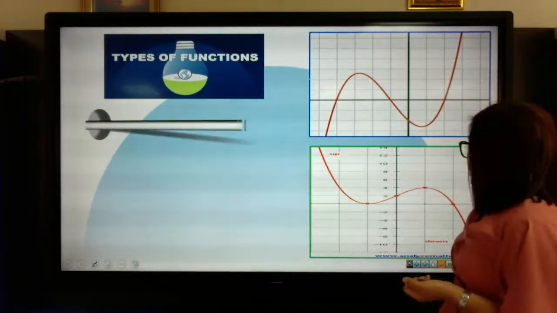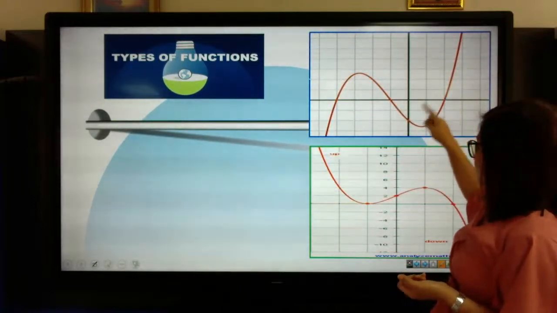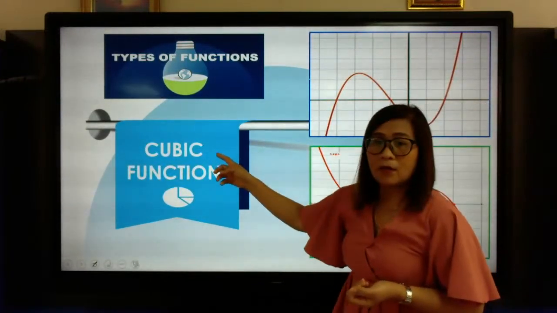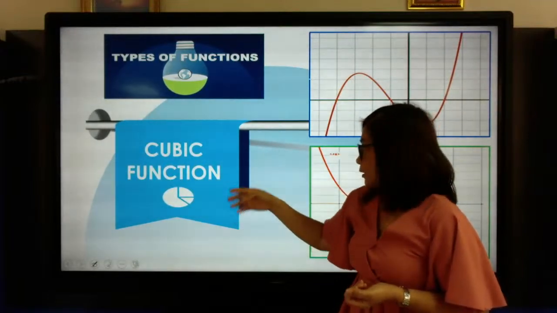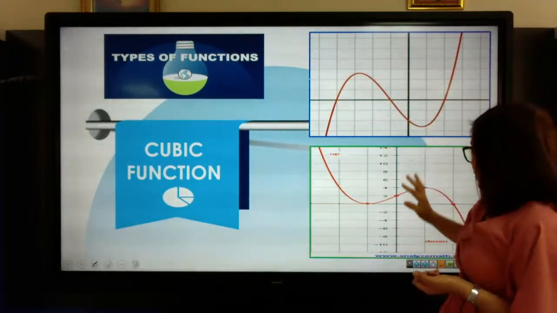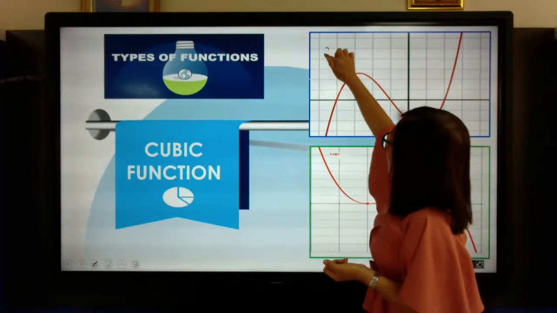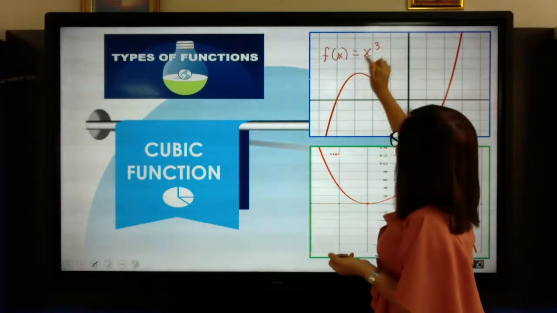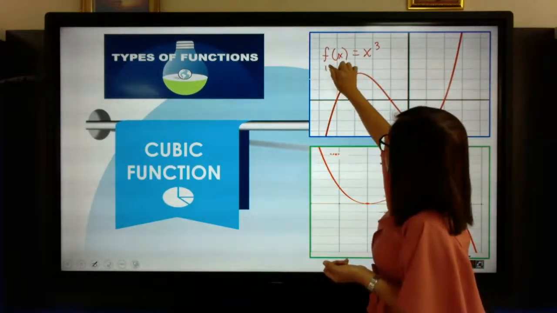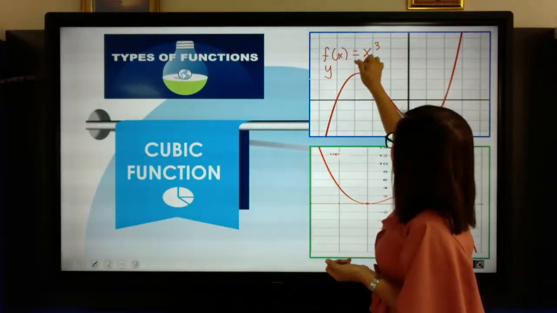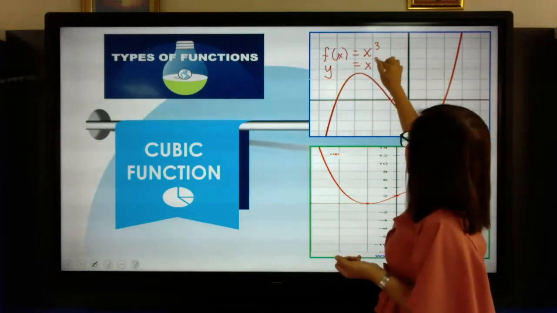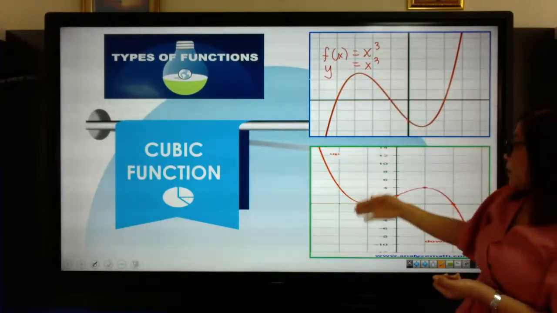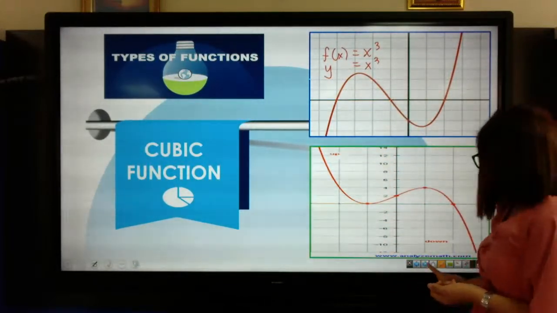The fourth is this. It's curved. So what kind of function is this? It's called a cubic function. For example, f of x equals x cubed. F of x, function of x, is always equal to y, so y is equal to x cubed. This is an example of a cubic function. These are the graphs, for example.